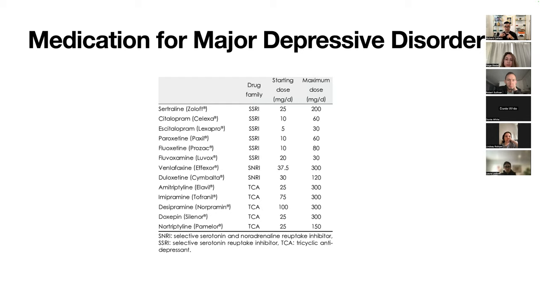Venlafaxine affects serotonin and norepinephrine, an SNRI. So serotonin has to do with mood, helps with anxiety. What do you think norepinephrine does? If you increase norepinephrine, what will help? What symptoms might get better?